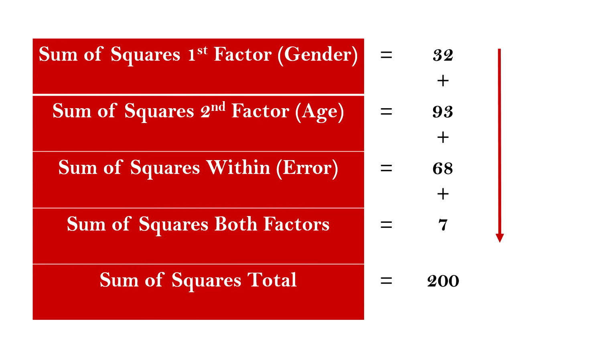Let me sum it up. The sum of squares first factor is 32, plus sum of squares of the second factor, which is 93, plus sum of squares within, which is 68, plus sum of squares of both factors, which is 7, equals 200. So that is all for the sum of squares.